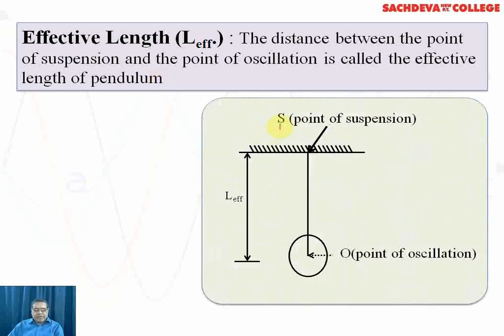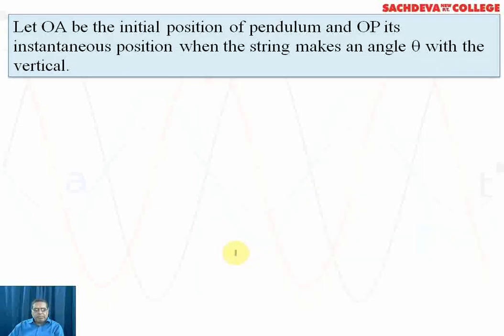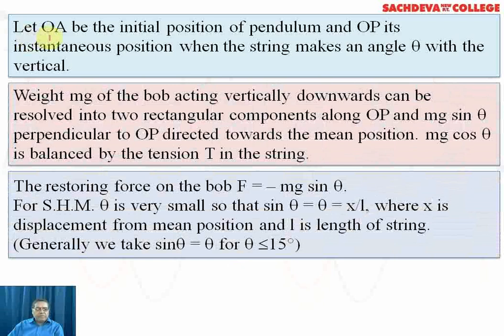Now we can check this figure. L_eff is indicating the effective length, S is the point of suspension, and there is a pendulum bob indicated by the circle, and O is the point of oscillation, that is the mean position. So effective length means the distance between the point of suspension and the point of oscillation. Now, OA in the figure is the initial position of the pendulum and OP its instantaneous position.